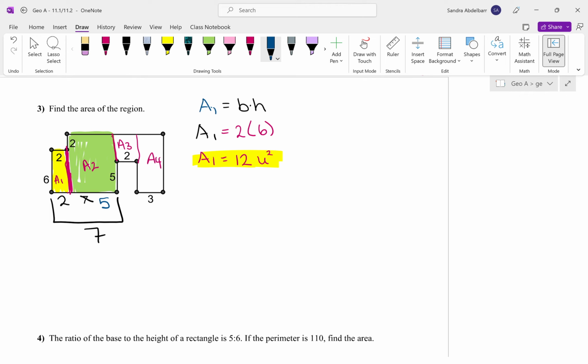Good. Similar idea. In the yellow rectangle, aren't opposite sides congruent? So if the left side is 6, the right side is 6, which means this total height has to be 8. So area 2, I'm going to have, again, base times height. So area 2 is, what was it, 5 times 8. So area 2 is 40 units squared.